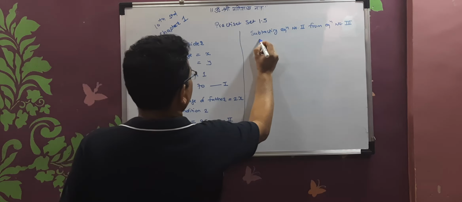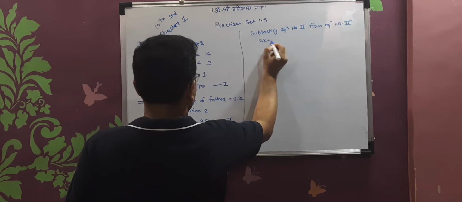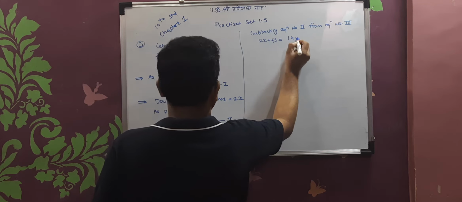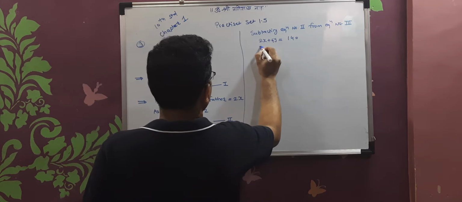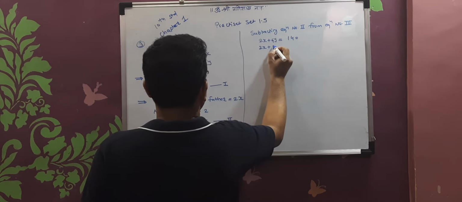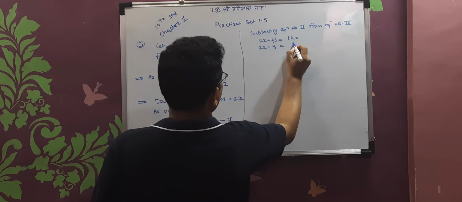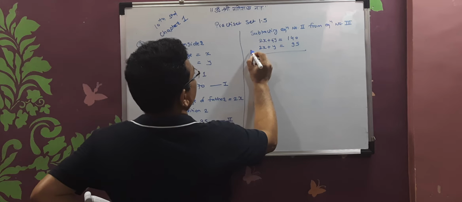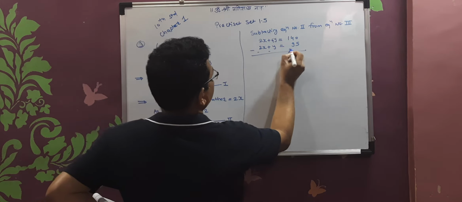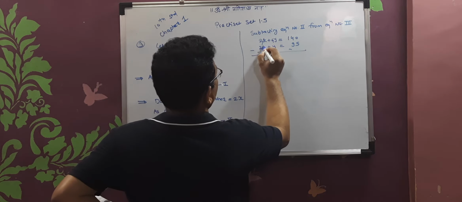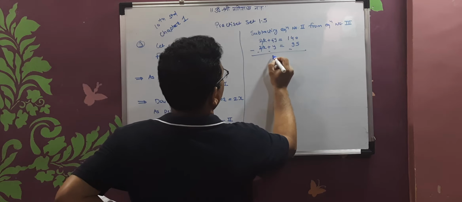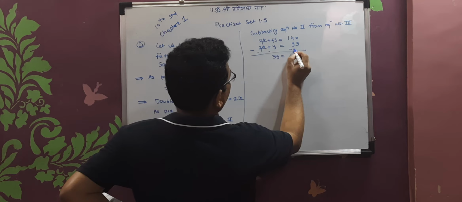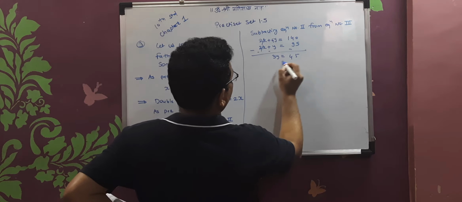So equation number 3 is 2x plus 4y is equal to 140, and equation number 2 is 2x plus y is equal to 95. So you have to do the subtraction. So minus, minus, minus and minus. This 2x will get cancelled. 4y minus y is equal to 3y, and this is 140 minus 95, this is 45.